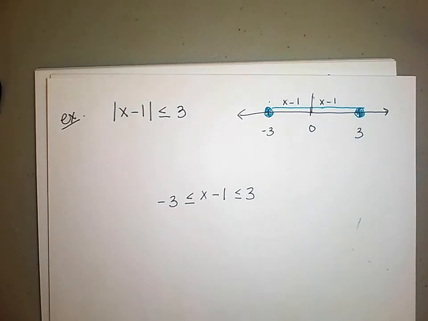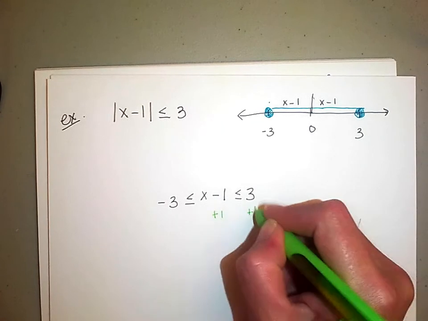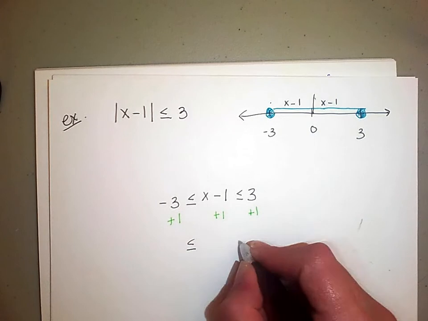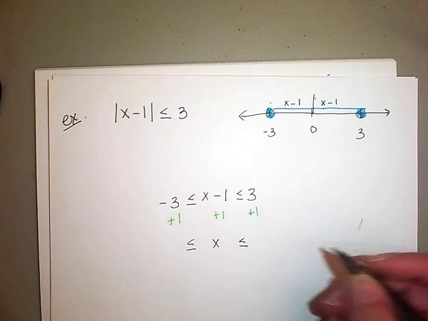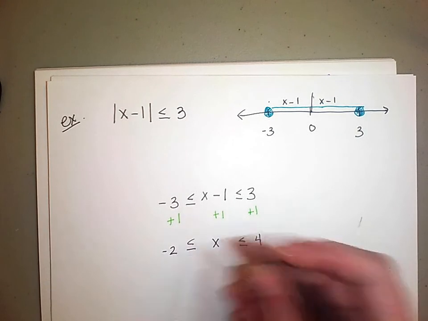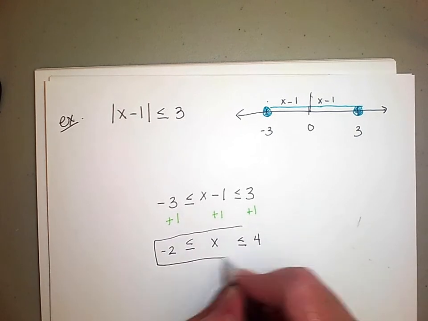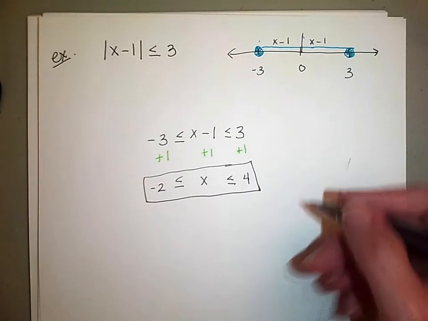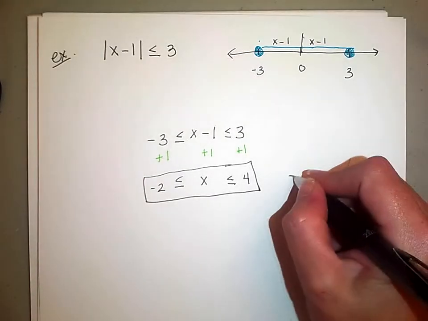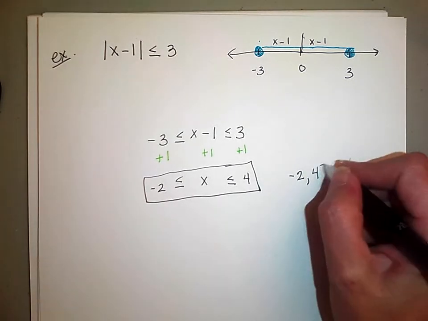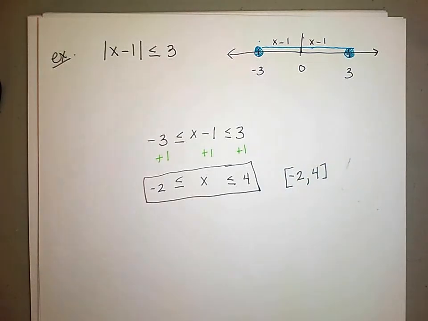Alright, now we can just solve this. We'll add 1 to both sides, or all three sides. So now x is in the middle. 4 is our upper bound, and negative 2 is the lower bound. Which, if we were to write in interval notation, negative 2 is the lowest value, 4 is the highest value, and they're both included.